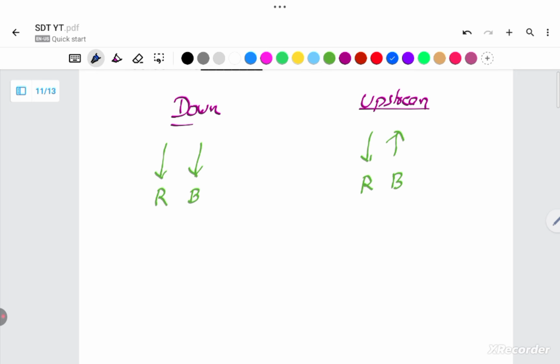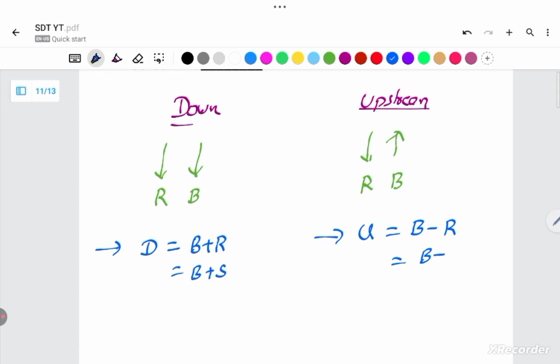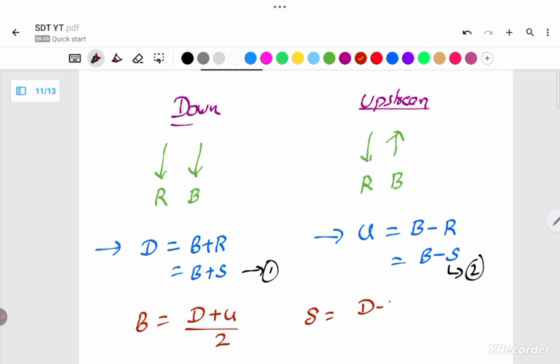Here the downstream speed will be equal to the boat speed plus the river speed, since the river speed is adding, it is supporting: B plus R. Whereas in the upstream, the stream or river speed is opposing the boat speed: B plus S for downstream, B minus S for upstream. From these two, we get the boat speed equal to the sum of D plus U by 2, and the stream speed equal to D minus U by 2.